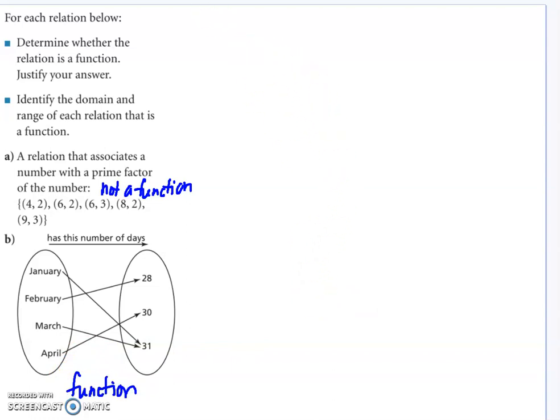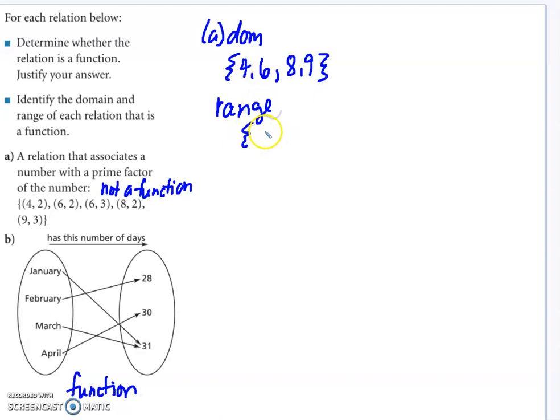Okay. So for A, if I want to identify the domain and the range, that's going to be listing out all the values of the domain, so all the x values. So we have 4, 6, 6 is repeated again, 8 and 9. And the range would be 2 repeated again, 3. So those are all the numbers that we see. You don't need to write them out multiple times, because if you've included it in the range, that just identifies that it is one of the values you will find in the domain and range.